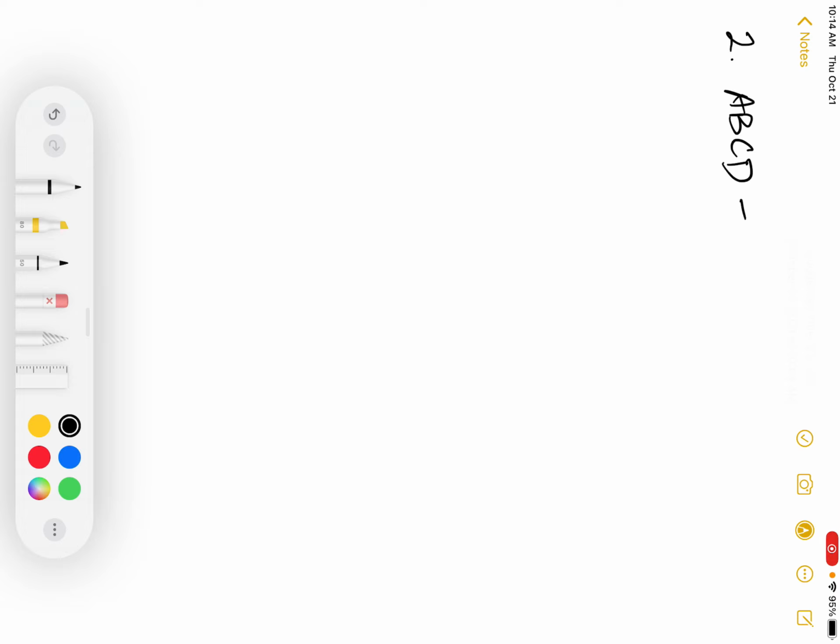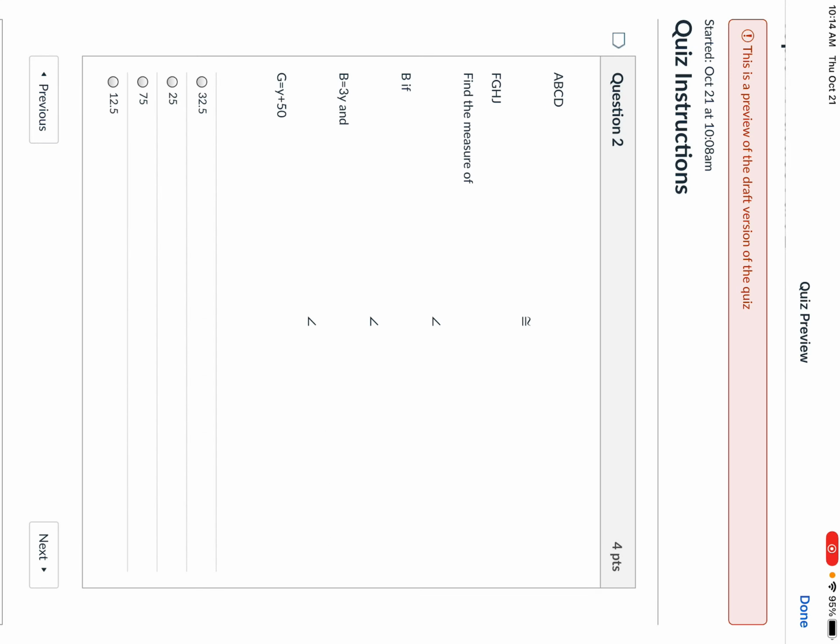ABCD is congruent to FGHJ. All right. It's asking you to find angle B if angle B is 3y and angle G is, what did it say? y plus 50.